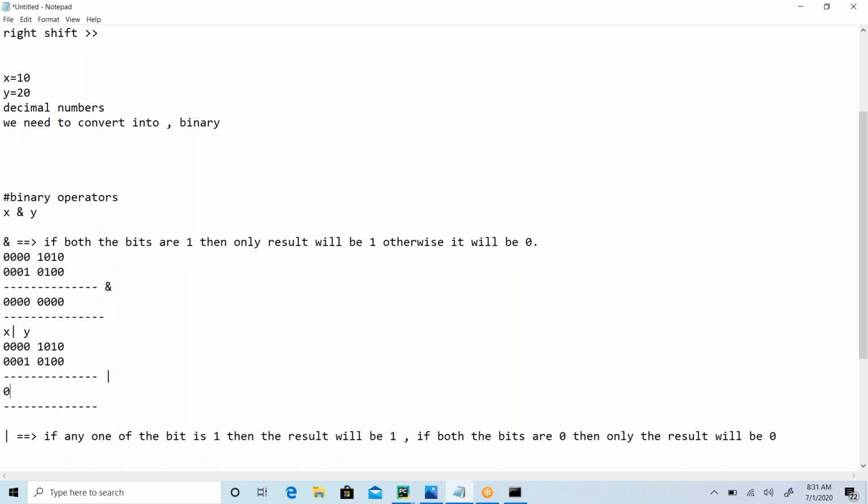Now you answer this. So 0 or 0 is 0, 0 or 0 is 0, 0 or 0 is 0, and here 0 or 1: any one of them is 1, then the result will be 1. Right? 1 or 0 becomes 1, 0 or 1 becomes 1, 1 or 0 becomes 1, right? 0 or 0 becomes 0, correct? So what is the value of this, guys?